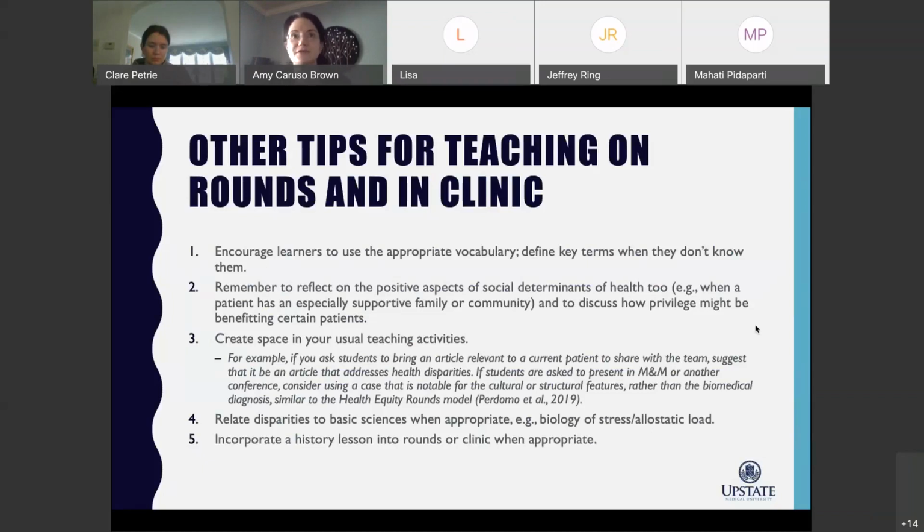There have been some great articles recently looking at how various clinical algorithms, like the GFR correction for race, may actually perpetuate disparities. So we can talk about the science of that on rounds.